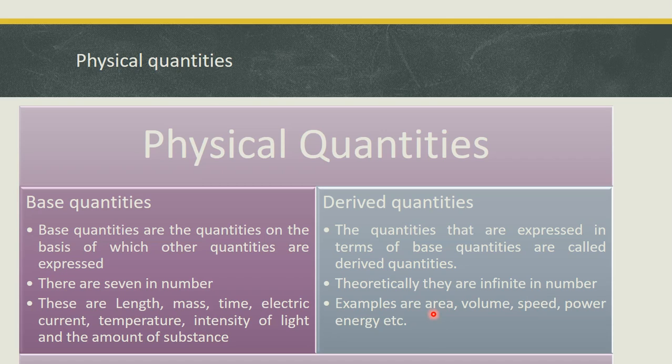There are a lot of examples of derived quantities, like area. Area is a derived quantity which is derived from length. Similarly, volume, speed, power, energy, and there are a lot of other derived quantities we will discuss later on. These are all called derived quantities, which are derived from the base quantities. There are many other derived quantities which can be made by using base quantities.